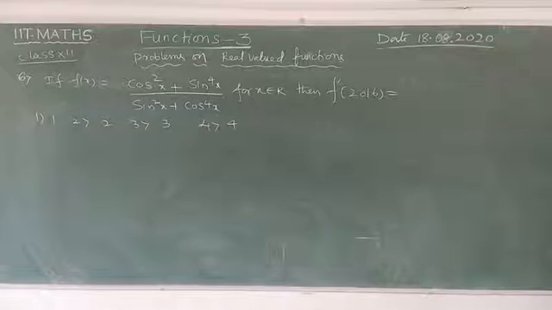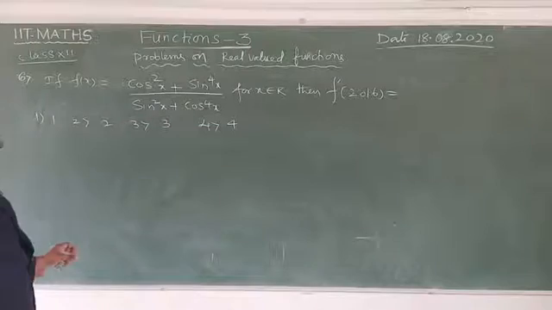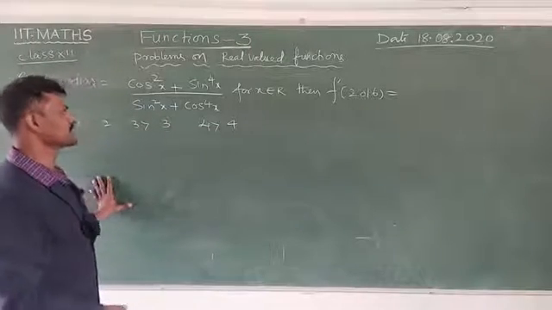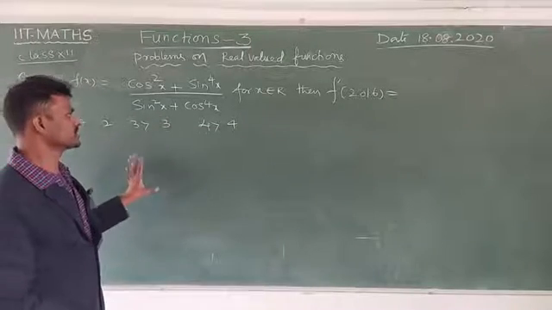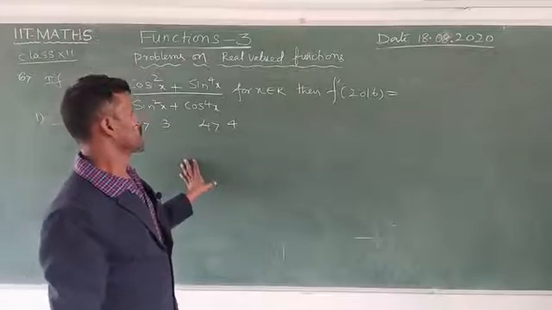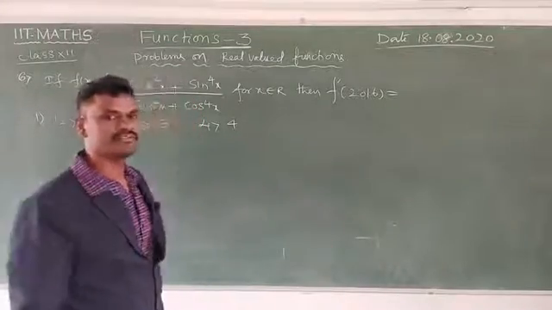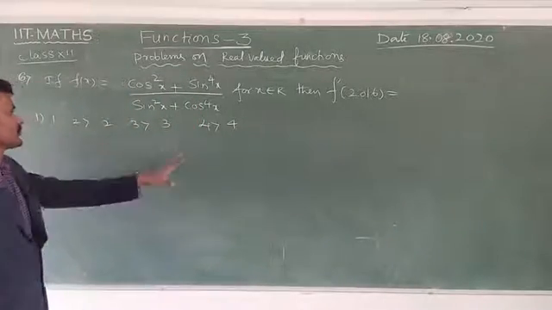Okay, next sixth problem. If f of x is equal to cos square x plus sin power 4x upon sin square x plus cos power 4x for x belongs to R, then find the value of f of 2016. Here 4 options are given.